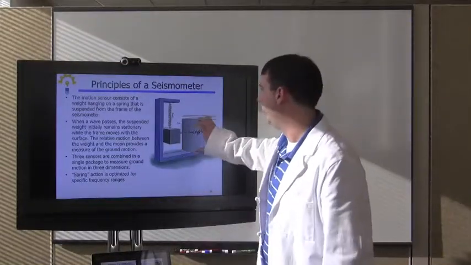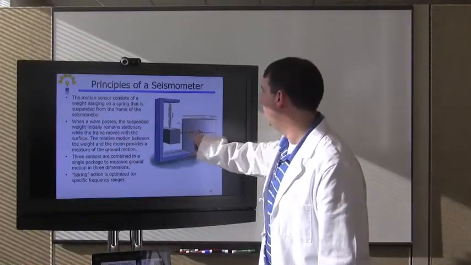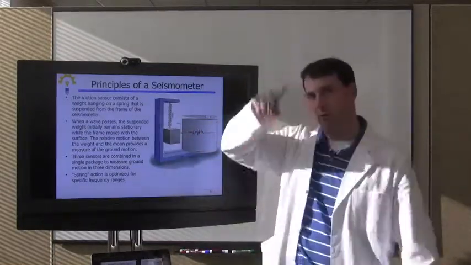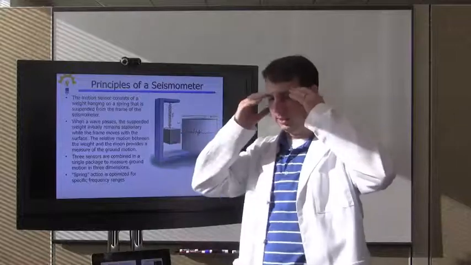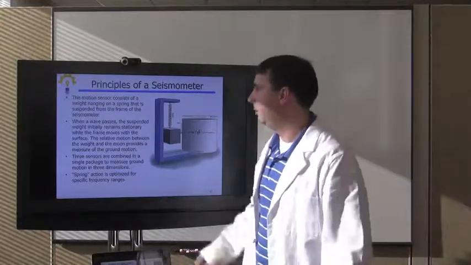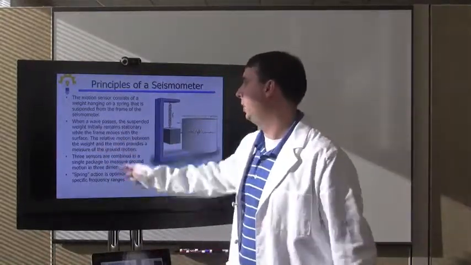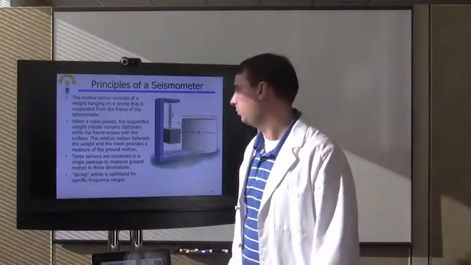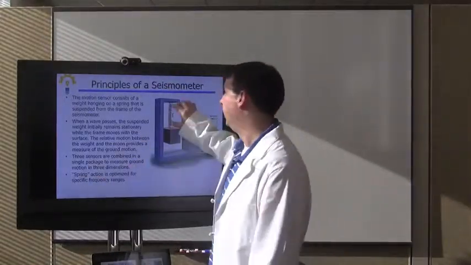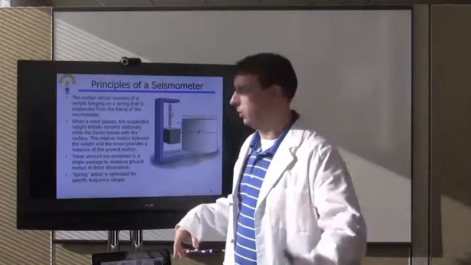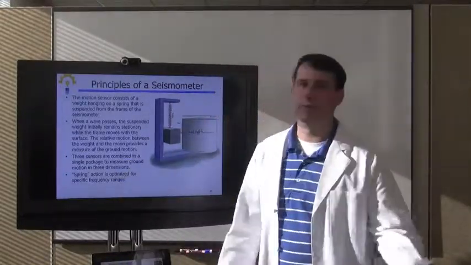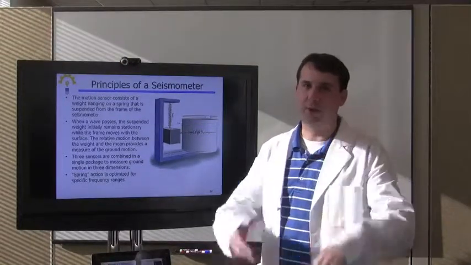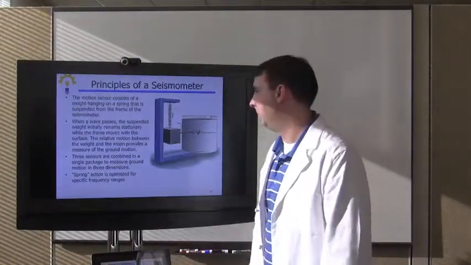They're mostly digital now. But as this thing goes up and down and the rolling paper rolls, it measures the scribbles on the piece of paper, and they go, oh my gosh, it's a 10.4. As the wave passes, the suspended weight initially remains stationary, and that's how they measure it. And the spring, they call it a "spring" because they're not really springs anymore, is optimized for a specific frequency. If they expect certain waves in some area, they'll optimize that spring.